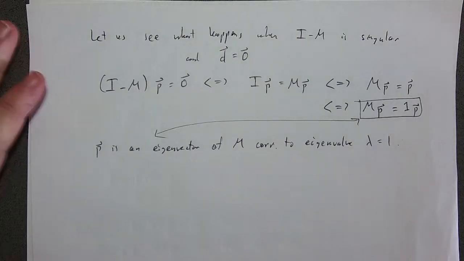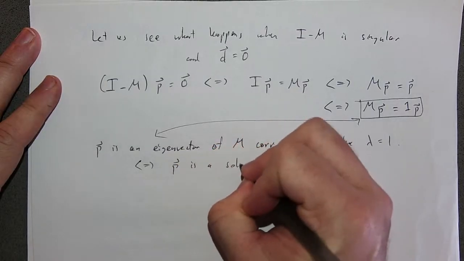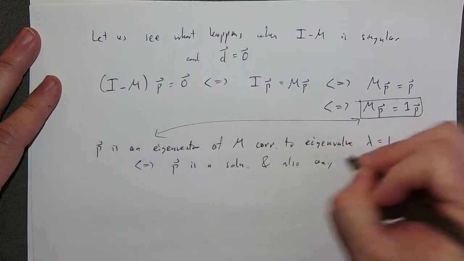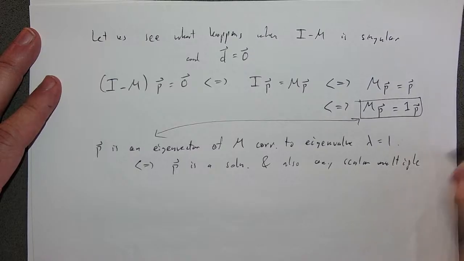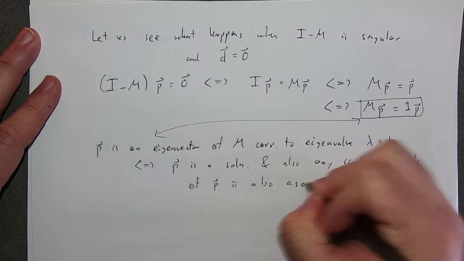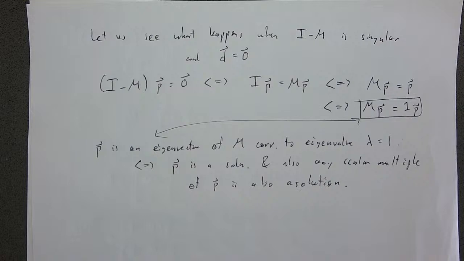So what does this mean? This means P is a solution, and also any scalar multiple of P is also a solution. Now that is because when you scale an eigenvector by a scalar, it remains an eigenvector for that same matrix corresponding to that same eigenvalue.